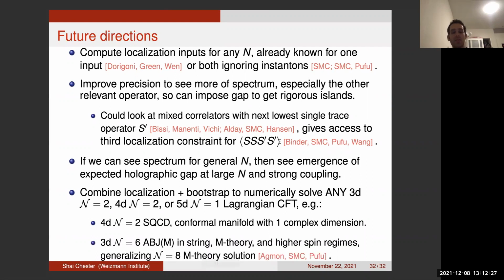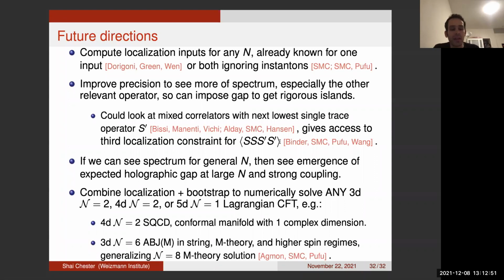One could also look at 3D n equals 6 ABJM, specifically the n equals 6 case, because for n equals 8, we already think we were able to fix it by putting in the one localization input. But to fix n equals 6, we need a couple more inputs, but we have them as integrated constraints. And so we think we should be able to fully parameterize that theory and see how it goes from string theory to M theory to the higher spin regime, which I think would be very cool.